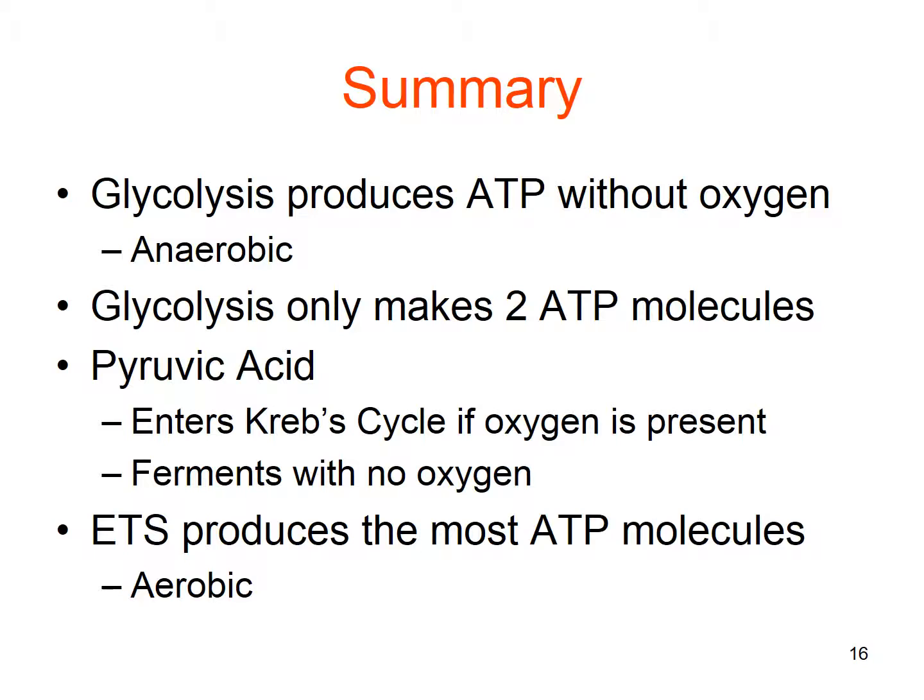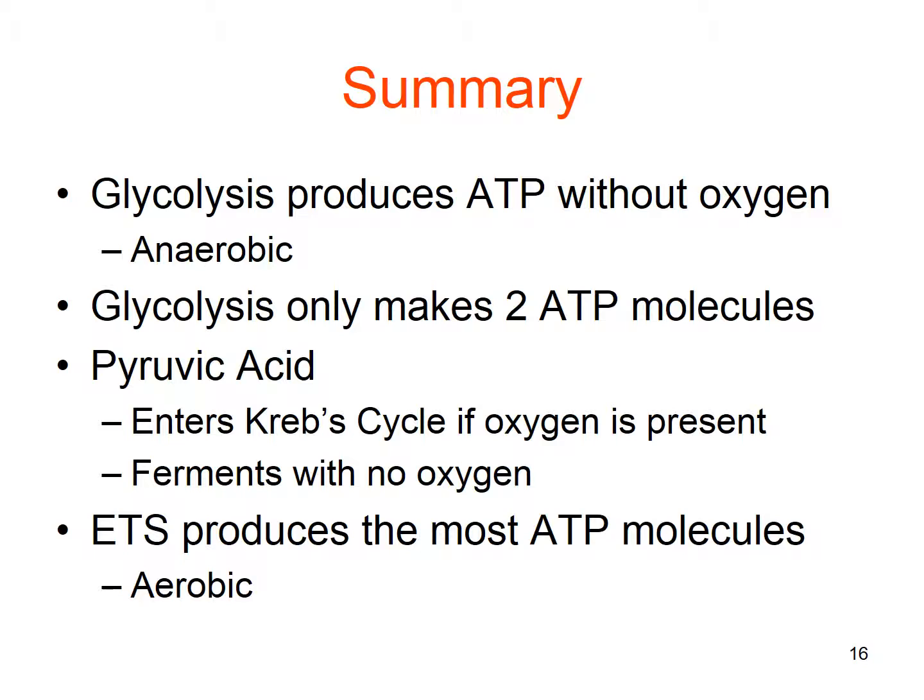So to summarize, we have glycolysis, which can produce ATP, and it does it without oxygen. Just the last two stages require oxygen. So we sometimes say that it is anaerobic. Aerobic means using oxygen. Like aerobic exercises make you breathe a lot. Anaerobic is the opposite, without oxygen. Okay, the process of glycolysis only makes 2 ATP molecules, so it's not very productive.